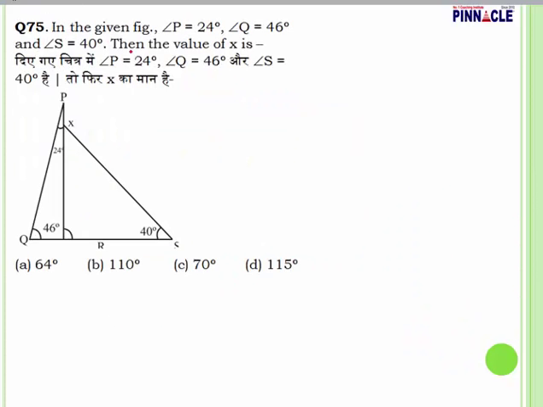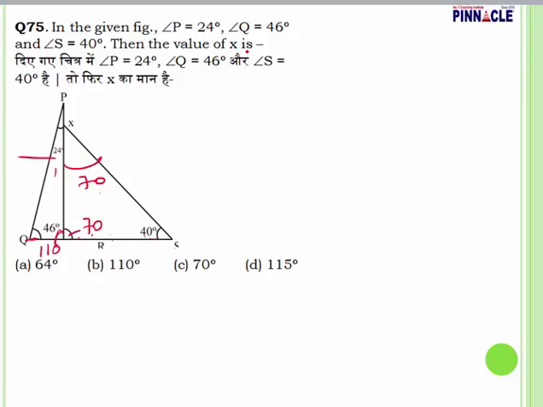Question number 75. In the given figure, this is P, and Q is 46. So 50 plus 20 is 70. This should be equal to 110. This would be 50, 70, these two, and then this is 110, this would be 70. If this is 70, then this would be equal to 40. So you can say 110, and this would then be equal to 70. You can say this angle and this angle are equal.